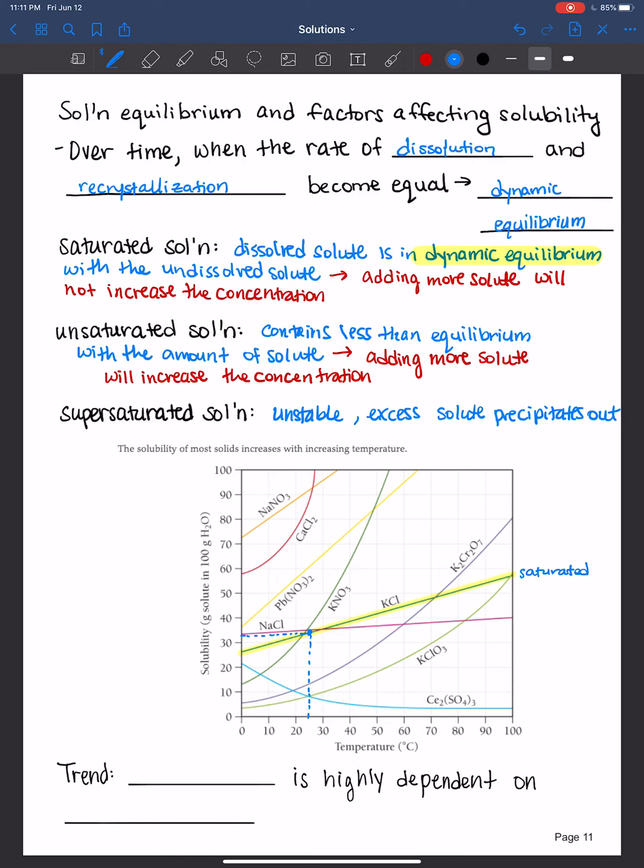That I could dissolve approximately 32 grams of the potassium chloride in 100 grams of water to make a saturated solution. Anything below that line would be unsaturated at that temperature. So for example, if I dissolved 20 grams of potassium chloride in 100 grams of water, I would be safe to say that I had an unsaturated solution. If I were to go above this line, then I have a supersaturated solution.